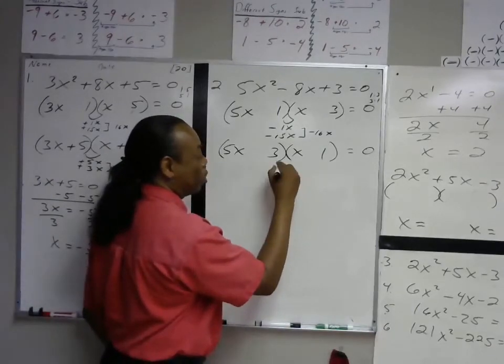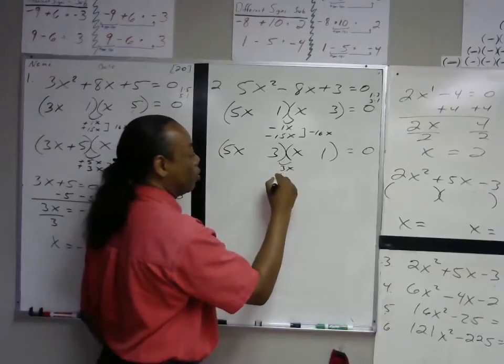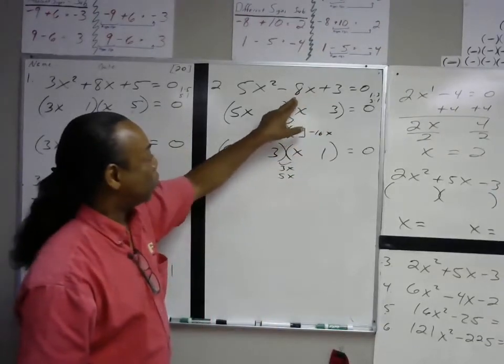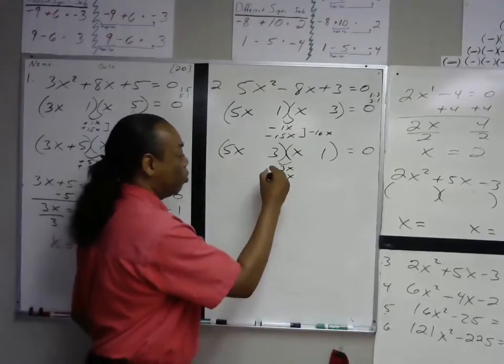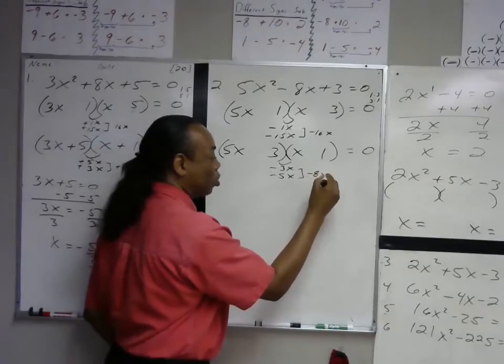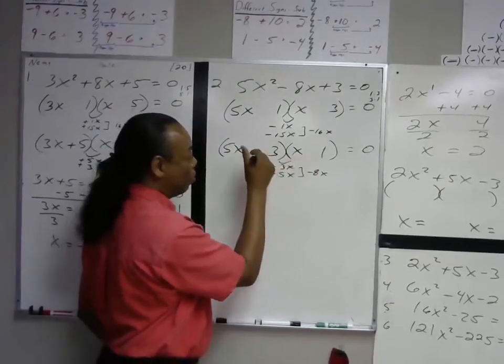Inside here, we'll get 3x, and outside, we'll get 5x. Again, we want same signs to add up to negative 8x. So those are same signs, and they do add up to negative 8x. So we found the right combination between a negative here and a negative there.